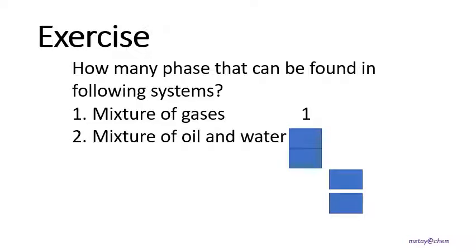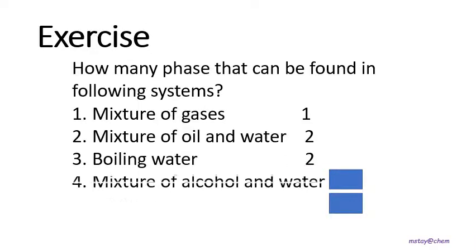Next, the mixture of oil and water. Oil here is similar to the benzene that we discussed previously. So for this system, there are two phases. Next, boiling water. Because the water is boiled, both liquid and vapor are present at the same time, so we are able to see there are two phases.